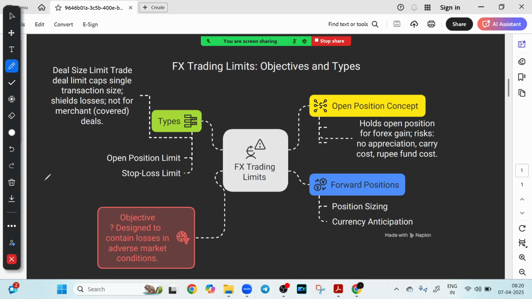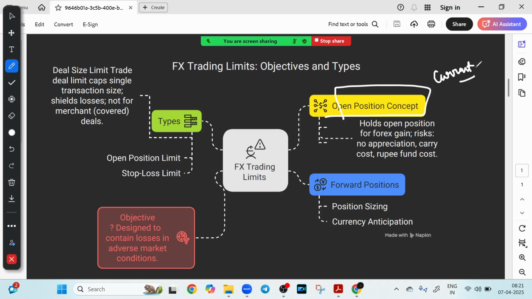If you look at the open position concept here on the right side, what is the meaning of open position? This refers to a situation where a bank holds a currency position open. Suppose the bank holds a currency position open, why? Expecting to gain from the forex movement. Yes, the bank is expecting that it will gain from the forex movement. That is why the bank keeps its position open.